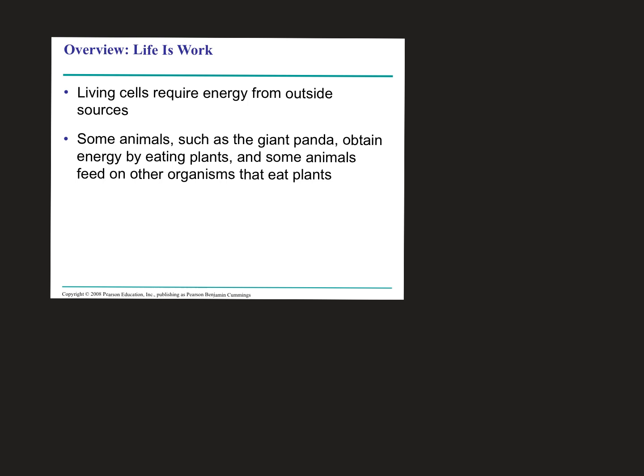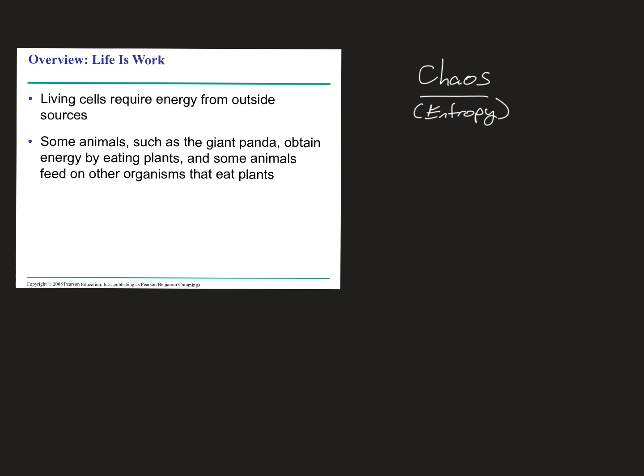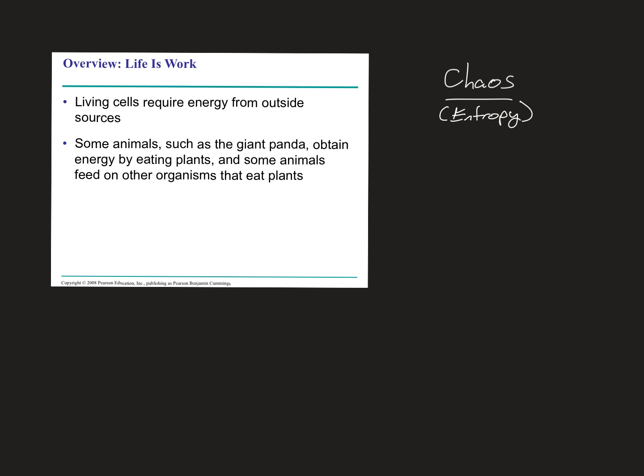So living cells require energy from the outside, because why is it doing that? I want to remind you of this idea of chaos. A measurement of chaos is entropy. Entropy is always increasing in the universe. The example I gave you was dust to dust and ashes to ashes. So when you have living things, eventually you will turn right back into the earth from which we came.